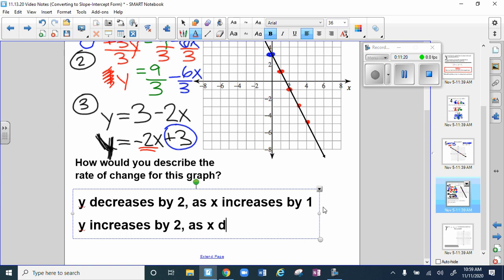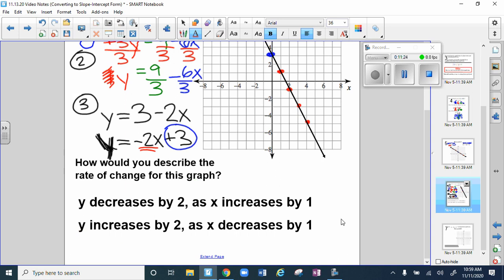So that would be x decreasing by 1. So y decreases by 2 as x increases by 1. Or y increases by 2 as x decreases by 1. Both of those are ways that we could describe the rate of change for this graph.